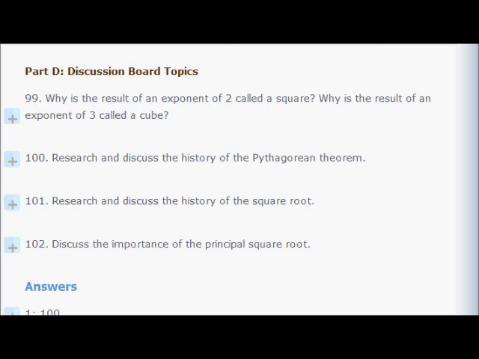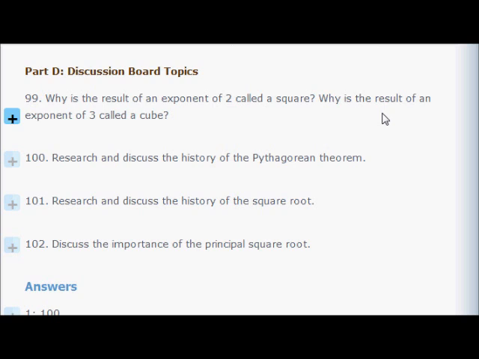Well, this exponent of 2 is called a square because essentially you learned in geometry that a square has a length and a width that are equal to each other, and so you end up with an area. Basically, if you're calculating length times width, you're calculating an area of a two-dimensional figure, which is a square with each length the same.